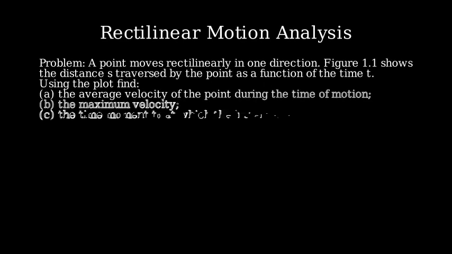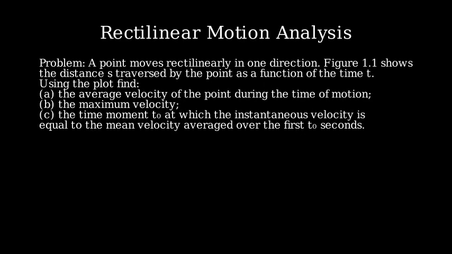Let's analyze the rectilinear motion of a point. Figure 1.1 shows the distance traversed by the point as a function of time. Using this graph, we need to find, first, the average velocity of the point during the time of motion. Second, the maximum velocity. And third, the time moment t0 at which the instantaneous velocity equals the mean velocity averaged over the first t0 seconds.